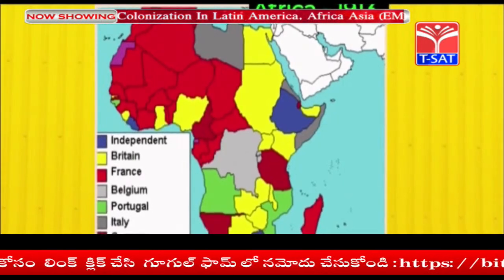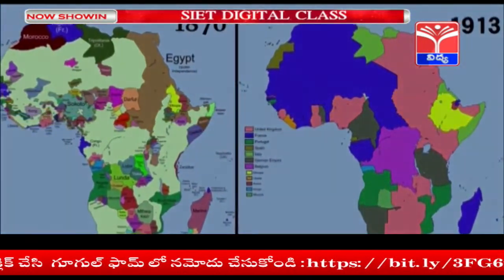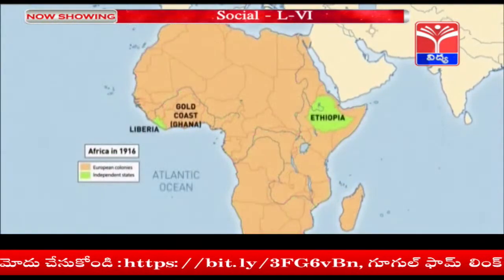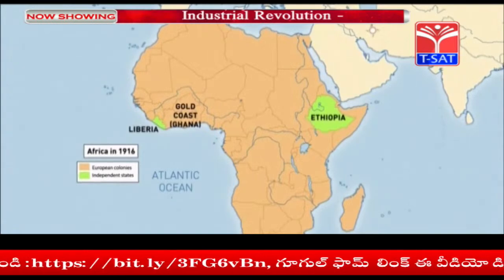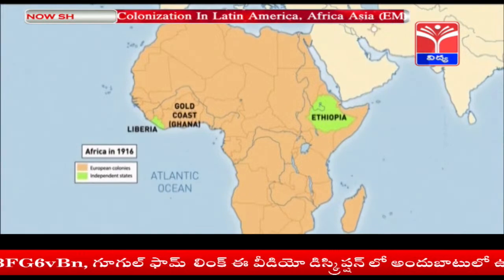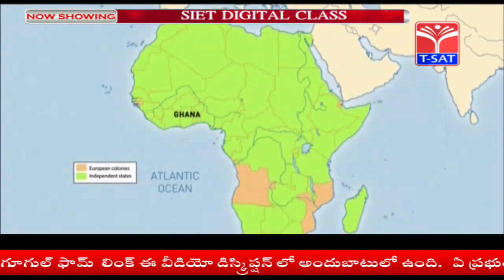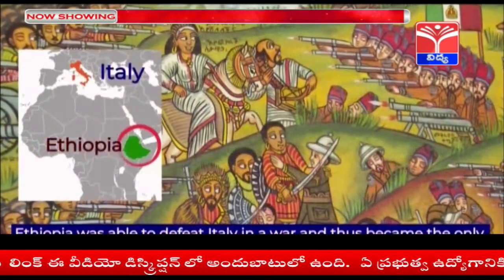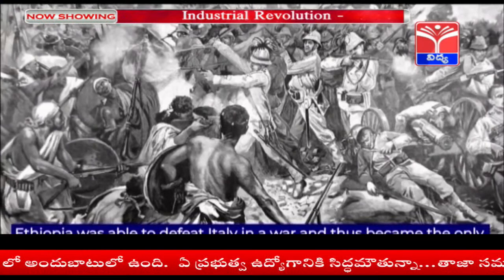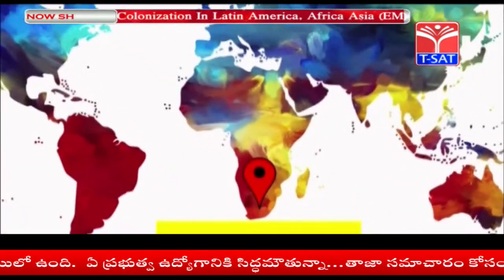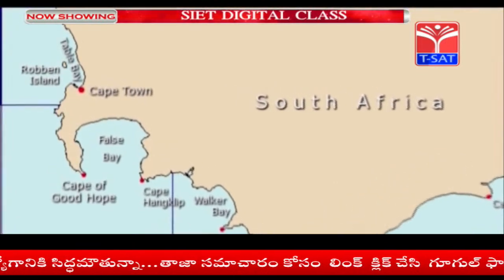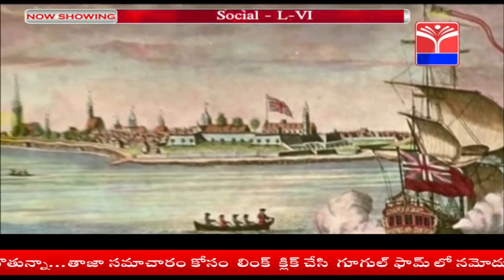A virtual scramble for Africa began in the 1870s. In the 1870s, only about 10% of Africa was under colonial powers, but within the next 40 years, almost the entire continent, with the exception of Ethiopia and a couple of small states, was colonized. Ethiopia was able to defeat Italy in a war and thus became the only traditional non-European empire to defeat a European army.